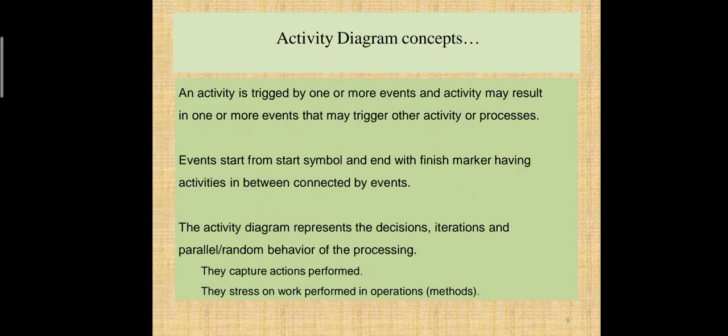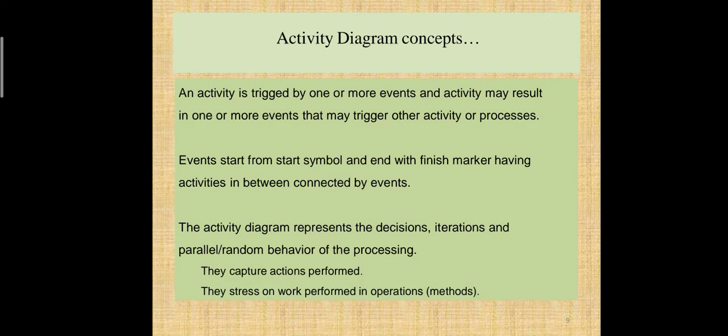An activity is triggered by one or more events. An activity may result in one or more events that may trigger other activity or process. One activity can trigger the other activities. That means it activates another activity to carry out that task. An activity diagram starts with a start symbol and ends with a finish marker, having activities in between connected by the events.